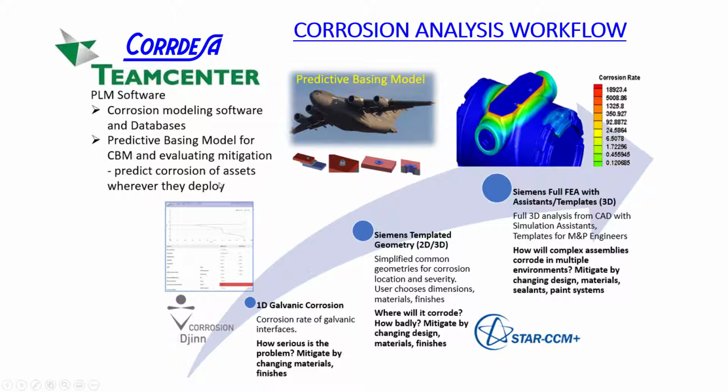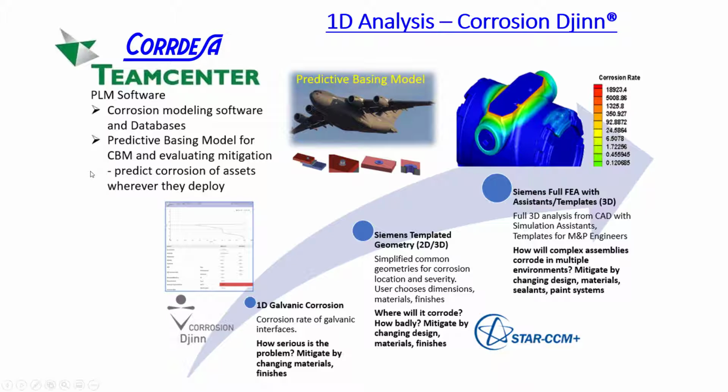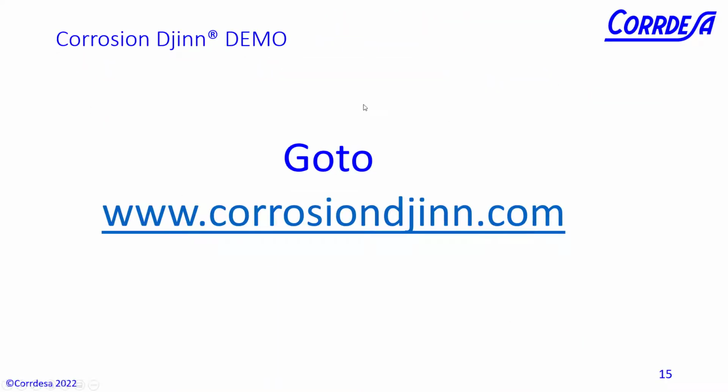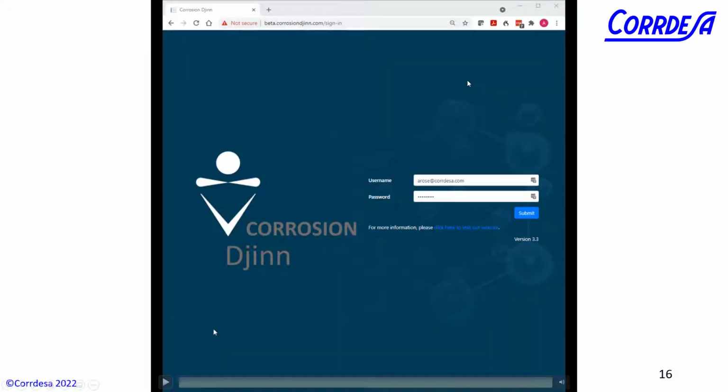Okay, the corrosion analysis workflow. Let's get back to that. How does this all fit in? Well, first, like I said, we have the 1D analysis, Corrosion Gin. So I'll provide you with a little bit of background on that. Corrosion Gin, the Corrdesa software, is available in the cloud. It's software as a service, so you get access to credentials. It's also available as a standalone installation on your own systems or a private cloud instance. Just give me a call or email me with any questions.